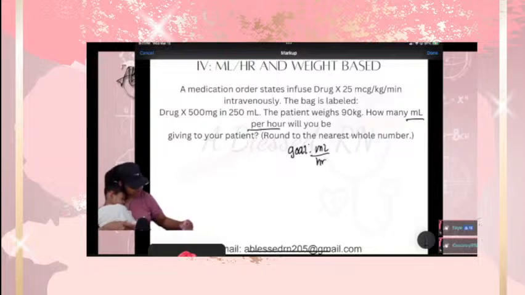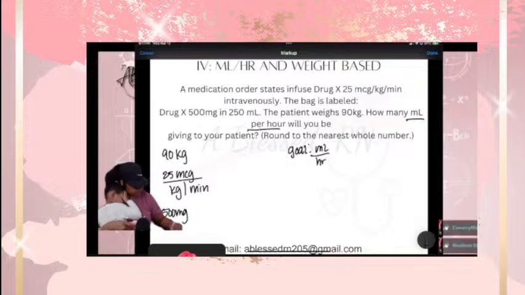Okay, and then we've got our patient that weighs 90 kgs. Our prescription is 25 micrograms per kilogram per minute. And then we've got our medicine is 500 milligrams per 250 mLs. So we're looking for milliliters. I'm going to start with this puzzle piece, and I'm going to flip it. So 250 milliliters over 500 milligrams.